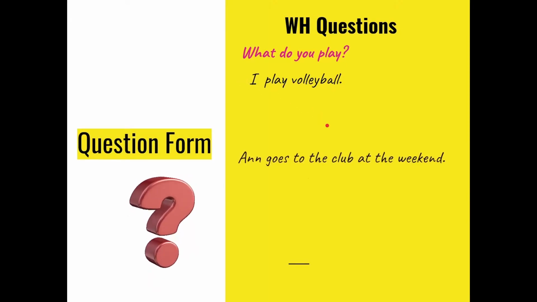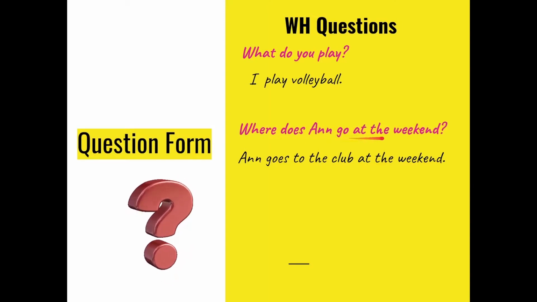Let's take another example. Anne goes to the club at the weekend. I'm going to use do or does? No, because I don't have yes or no. Do and does are to form a question for yes and no only. What about this? Anne goes to the club at the weekend. I can ask about this or this. Or if I have one of them underlined, I will have to ask about it.